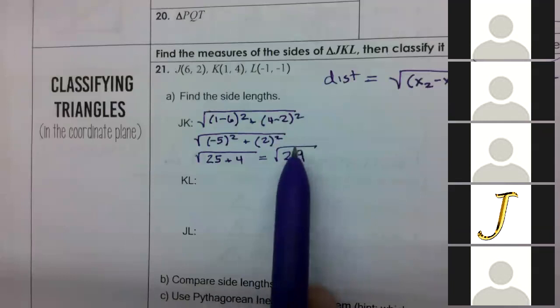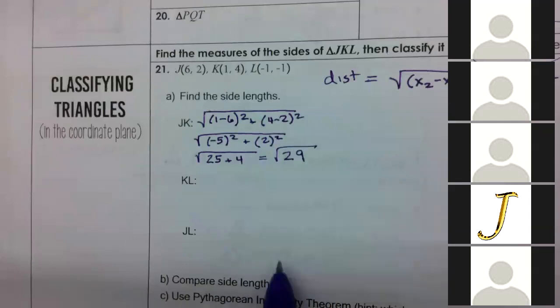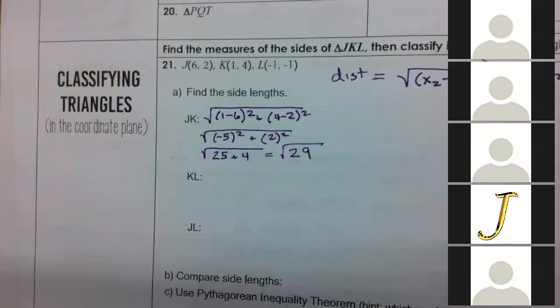And if this one is a square root of 29, and this one's a square root of 37, and this one's a square root of 86, are they all the same? No. So we'd say scalene. If this is root 29, and this is root 29, and this is root 57, are 2 of them the same? Yeah, so we'd say isosceles.